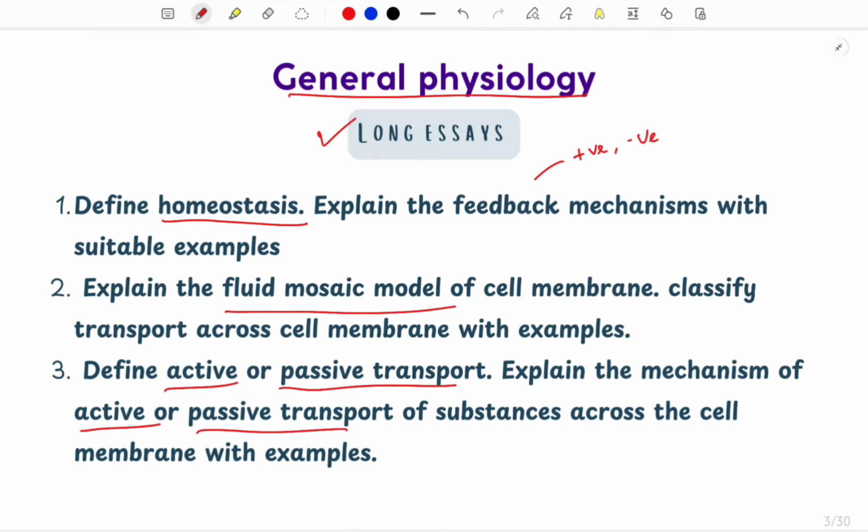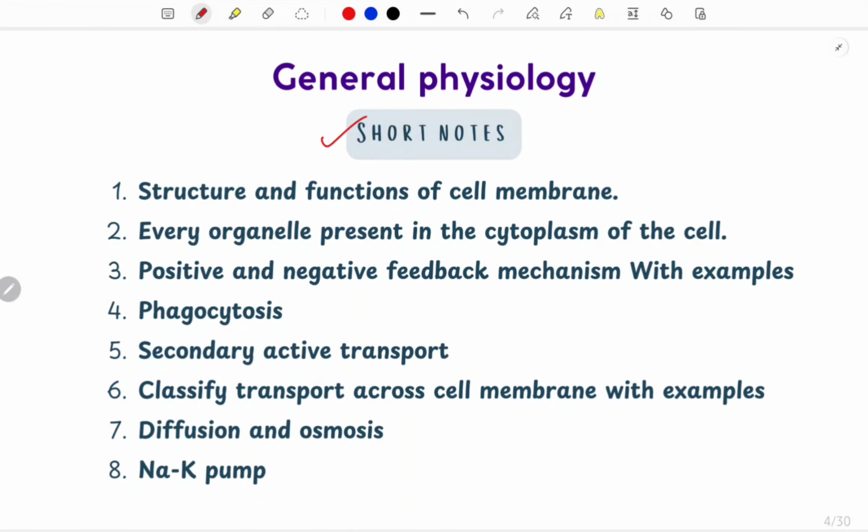Don't worry, the question will either carry active or passive transport. That's why I've given both together. Now let's look at the short notes in general physiology.